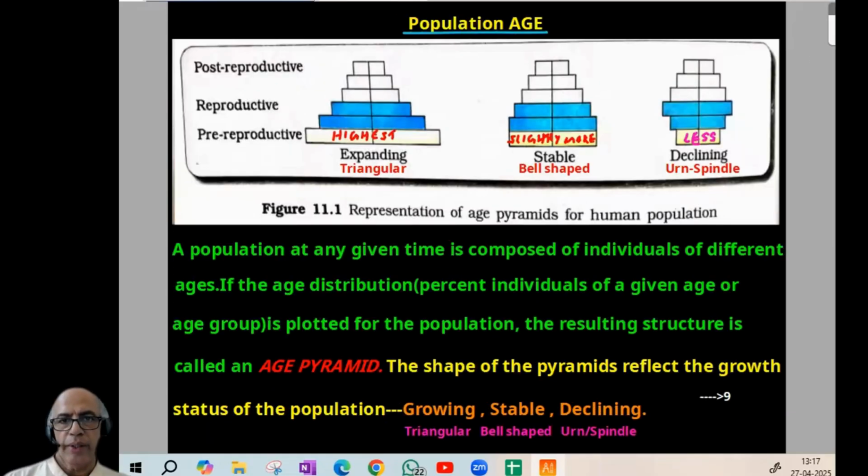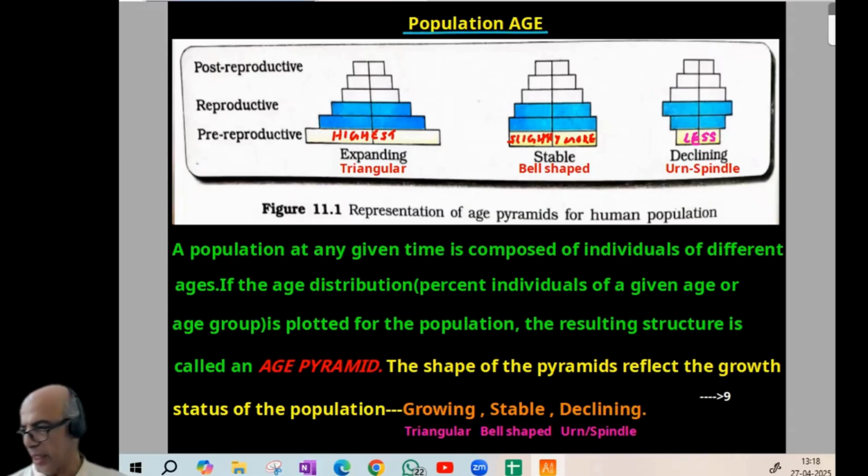Then population age, growth of a population, age wise, not size. So we can find population age: pre-reproductive, reproductive, post-reproductive. If pre-reproductive is more, then automatically population will expand, triangular. Then if pre-reproductive is same as reproductive, it will be stable or bell-shaped. And if pre-reproductive is less than reproductive, then it will be declining. Population will be declining and it's egg-shaped or spindle-shaped. Famous diagram-based question. And that is constituting what is called age pyramid.